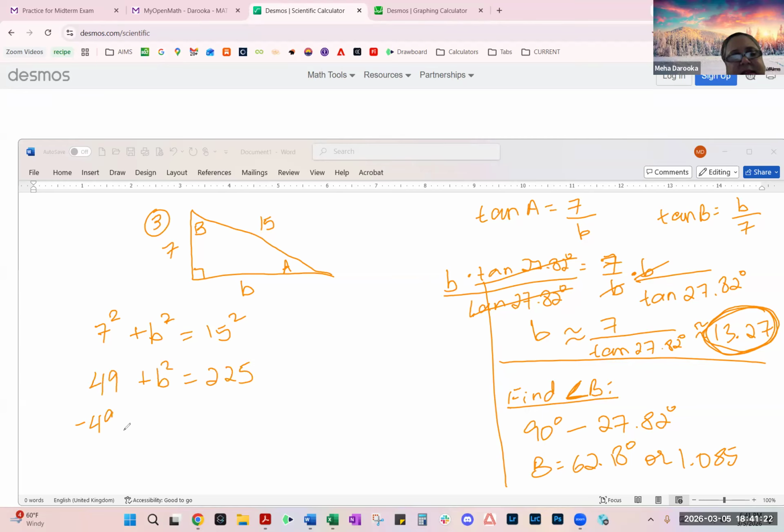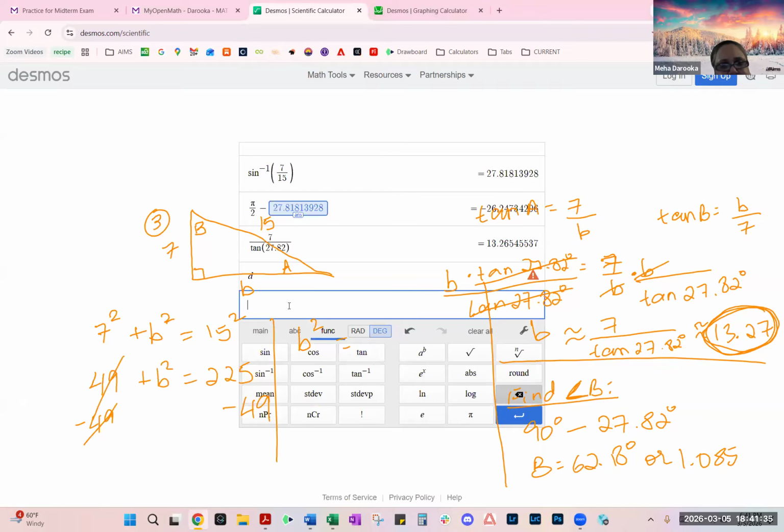And then, of course, just getting the b squared by itself, so subtract 49 on both sides. And this is where you get that square root of 176. I think, Nathaniel, you had given me that answer.